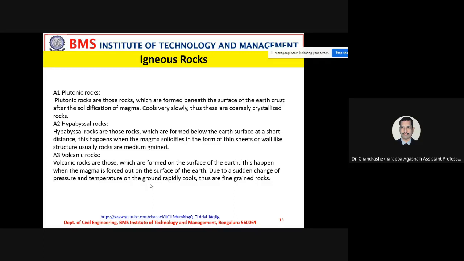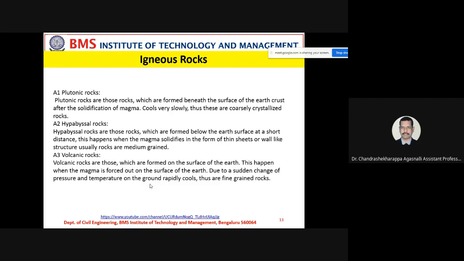And volcanic rocks are those which are formed on the surface of the earth, generally when the magma is forced out onto the surface of the earth, due to a sudden change of pressure and temperature, and it rapidly cools.